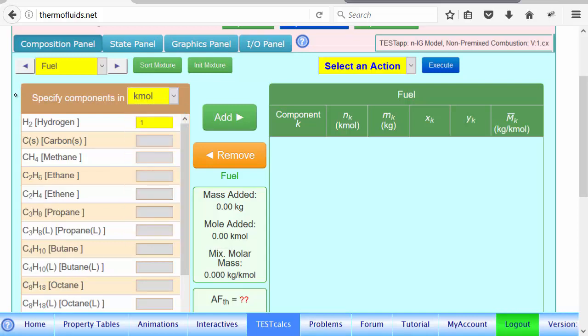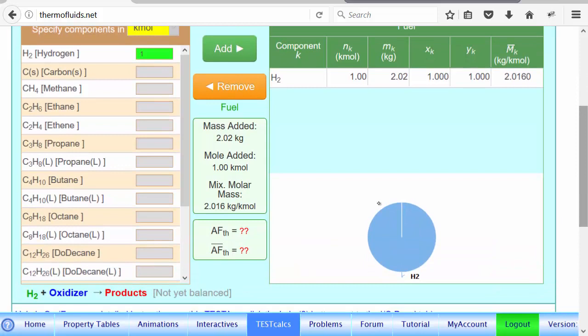Let's say we have one kilomole of hydrogen. We have to click the add button, and then it is added to the fuel. If you made a mistake and want to remove it, click again and click the remove button. That goes away. So that's quite simple. Notice that as soon as we selected hydrogen, it produces a little pie chart.